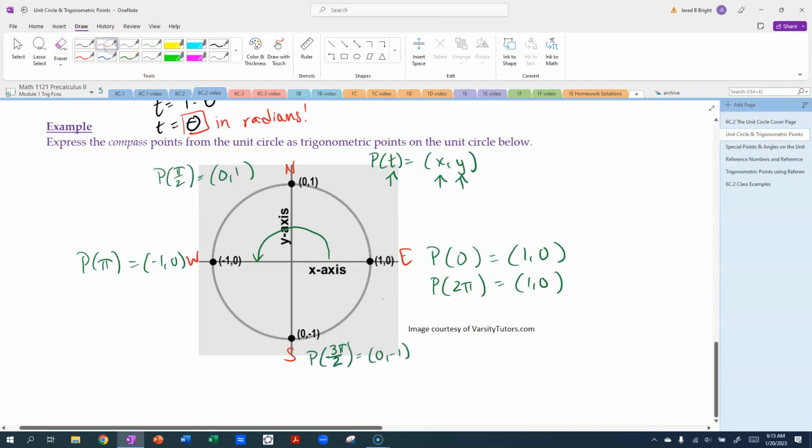And there you go. You got P of pi over 2 up at the north compass point, and then at the south compass point, it'd be P of 3 pi over 2. Okay? So here we have 4, and in the previous example, we found another couple points that are on the unit circle as trigonometric points. All right? We'll develop some more points along the way.